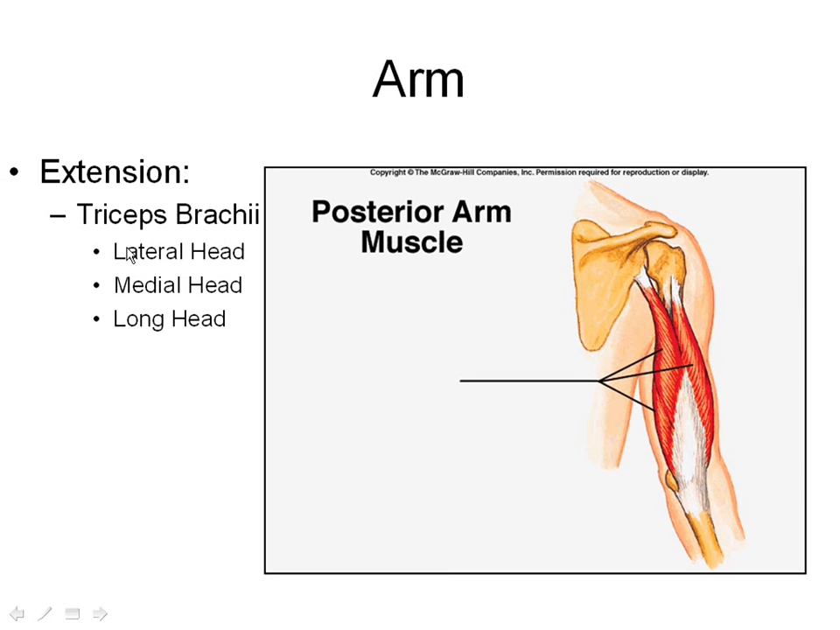Now you do need to know all 3 heads of triceps brachii. They are named lateral head, medial head, and long head. And if we look at this diagram, the medial head is the smallest and most medial. The long head is in the middle, and it's the longest. And then the lateral head is the most lateral. Okay, so they're all aptly named to describe their position.